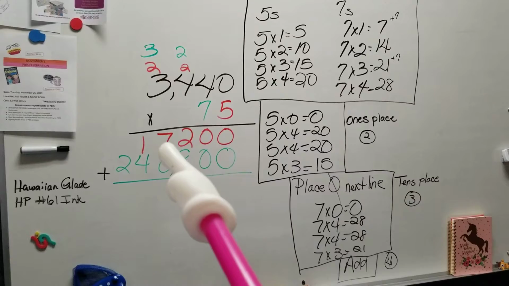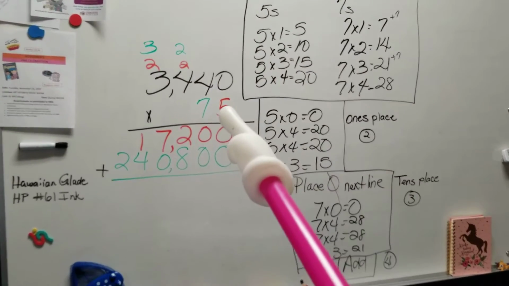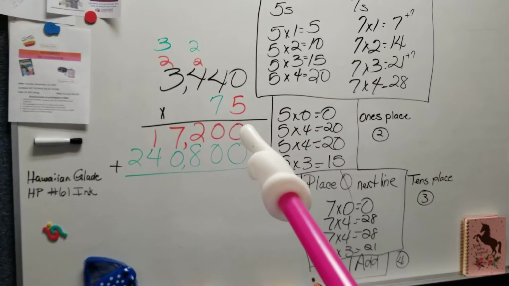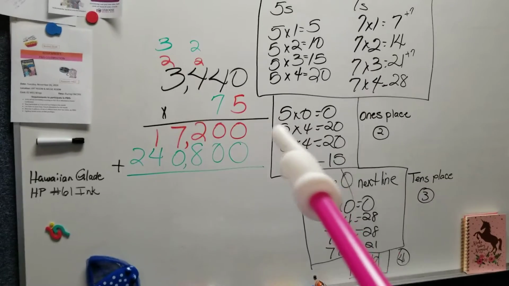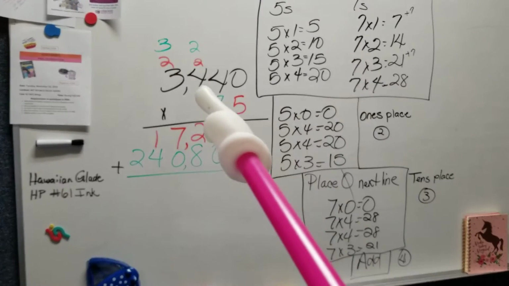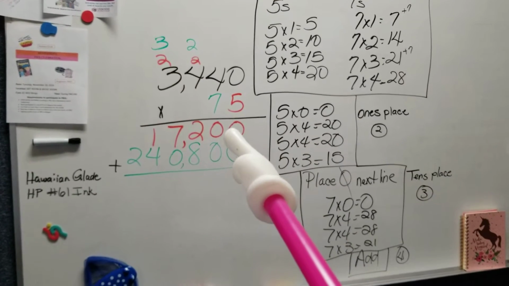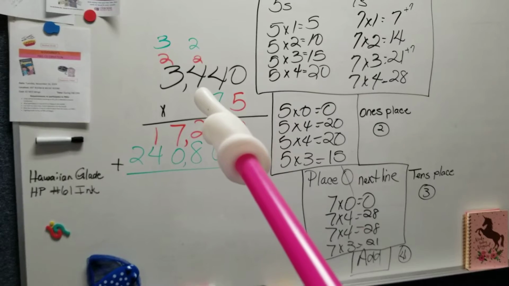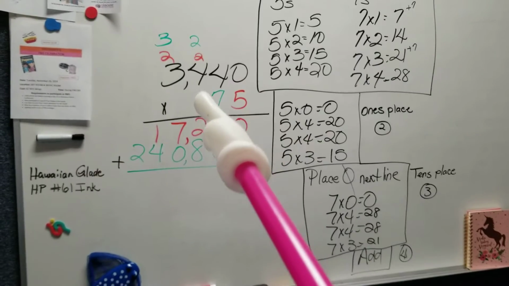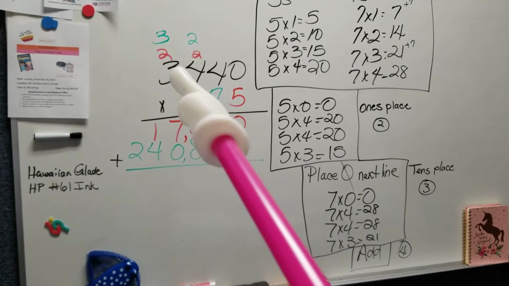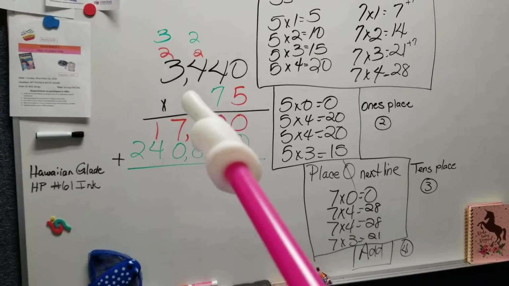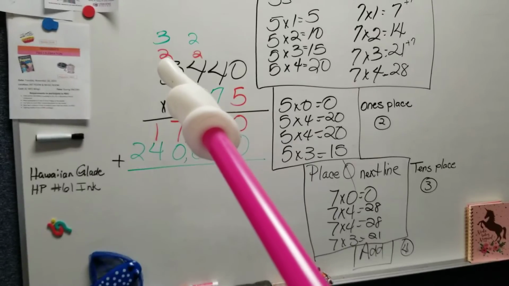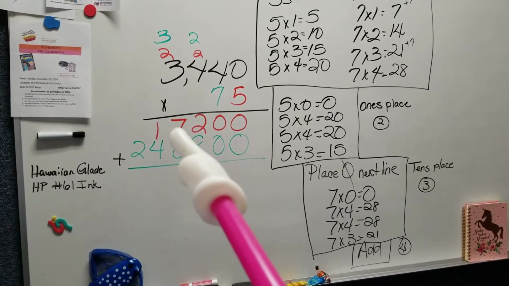So then you'll see here, I have the ones place in red. So 5 times 0 is 0. 5 times 4 is 20. We can see that in our reference. So you put the 2 there and the 0 there. 5 times 4 is 20 again, plus 2, so we have the 2 here and the 2 here, 22. And then we have 3 times 5 is 15, plus 2 is 17. So we have our 17 down here.